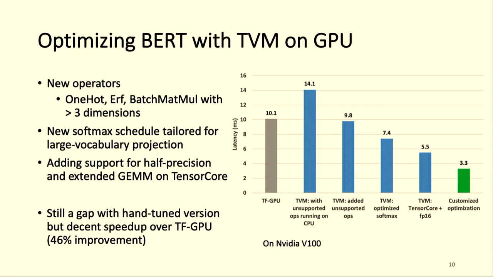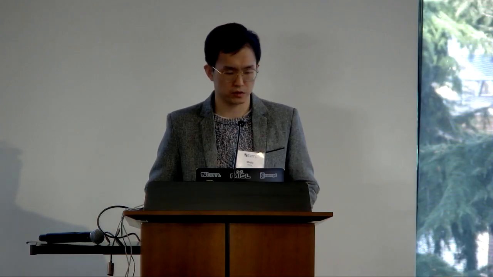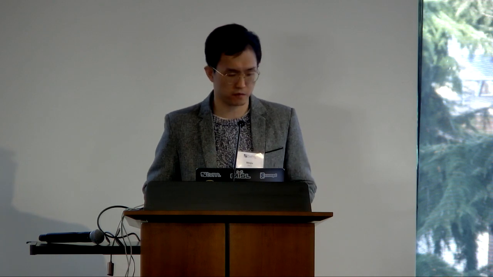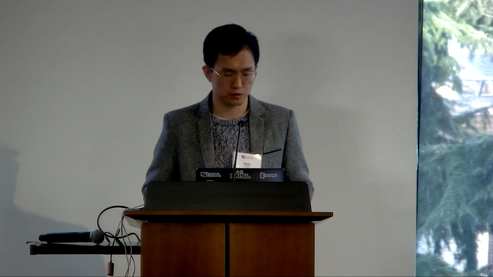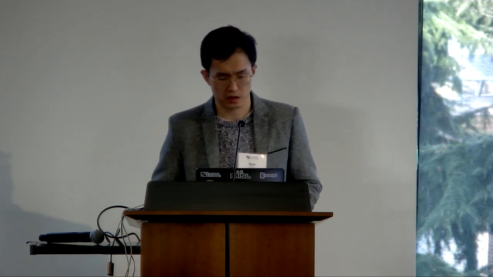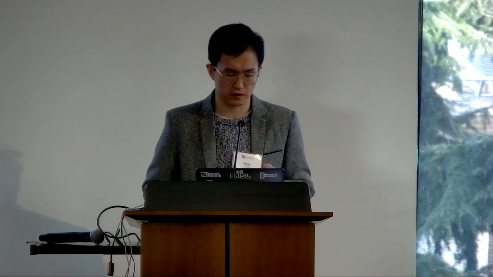Next, we found that for the BERT model, and in general for a lot of NLP models, there is a layer called vocabulary projection, which is usually implemented as a softmax layer. This layer can become really expensive as the vocabulary size grows, and vocabulary definitely is important for getting high accuracy for some of the NLP models. To mitigate this performance bottleneck, we implemented a new softmax schedule, tailored specifically for vocabulary projection, and we auto-tuned it on both CPU and GPU. With this, we were able to reduce the latency of this model from 9.8 milliseconds to 7.4 milliseconds.